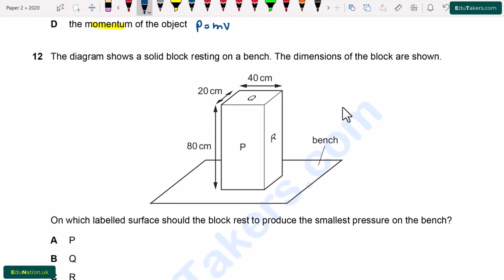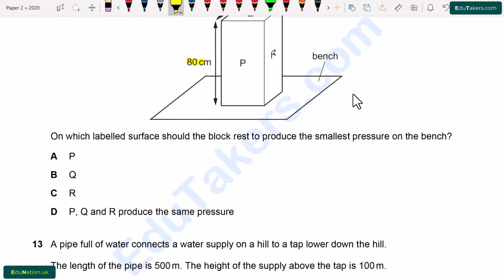Question number 12. The diagram shows a solid block resting on a bench. The dimensions of the block are shown. Here is 40 cm, 20 cm and 80 cm. On which labeled surface should the block rest to produce the smallest pressure on the bench? Options: P, Q, R, or P, Q and R produce the same pressure.